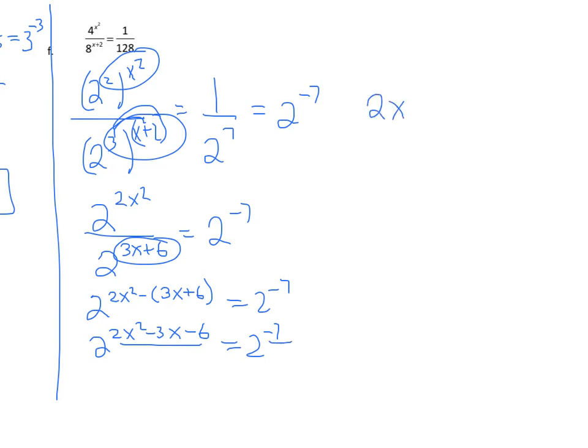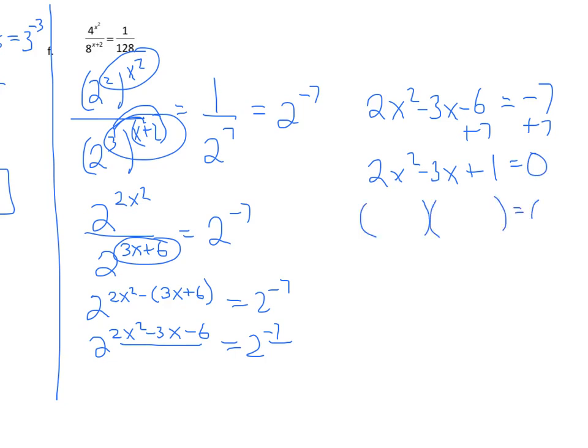So we get 2x squared minus 3x minus 6 equals negative 7. This is a quadratic equation, so I need to add the 7 to both sides. So I have 0 on one side, and I can solve by factoring. And we get plus 1 right there. So I factor this. I need a 2x and an x to multiply to 2x squared. The only things that multiply to 1 are 1 and 1. I need this to add to negative 3x, so I want a negative 1x and a negative 2x, which means these both have to be negative.